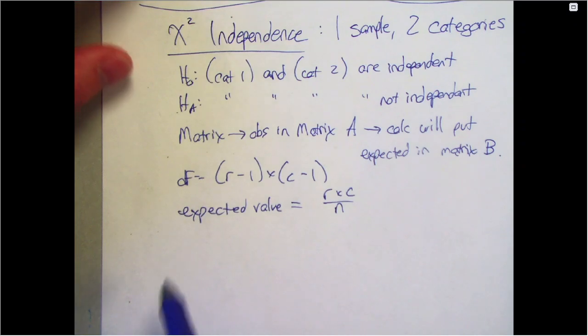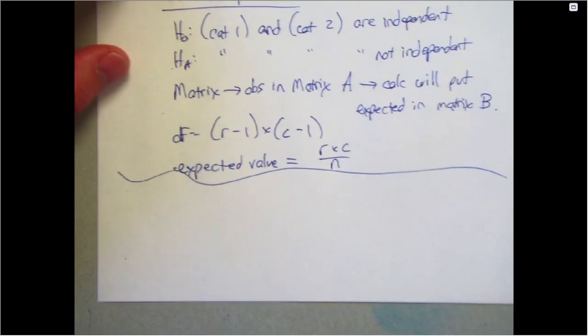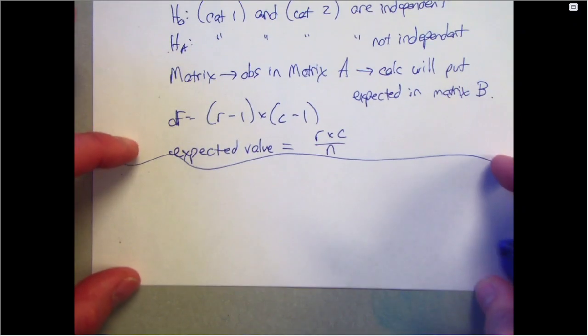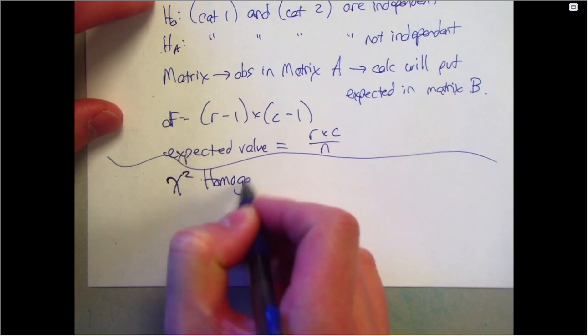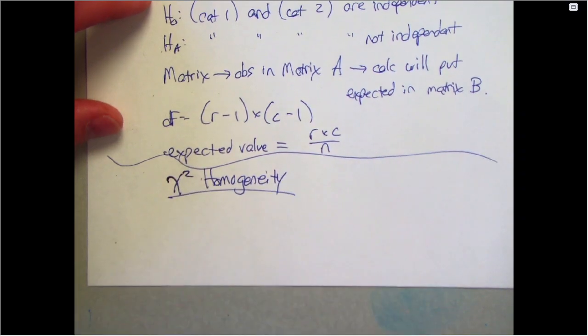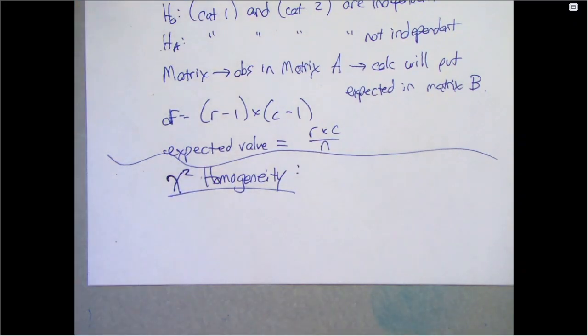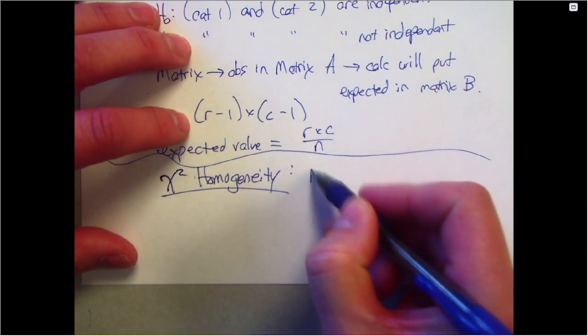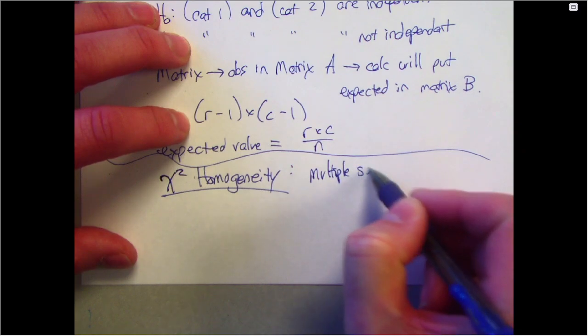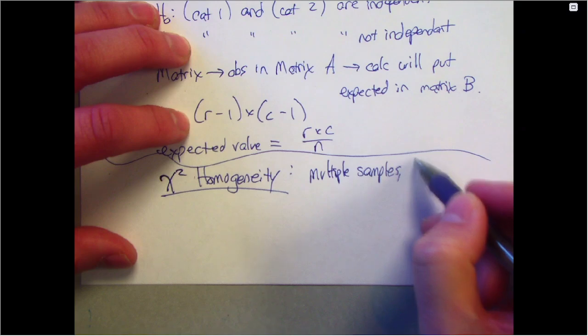Okay. And then the third one, and here's me teaching you, I'm going to teach you the new one in this amount of space right here. So the third one is chi-squared for homogeneity. Homogeneity. Is that how you used it in biology, if it was homogeneous or not? So this will be multiple samples, one category.